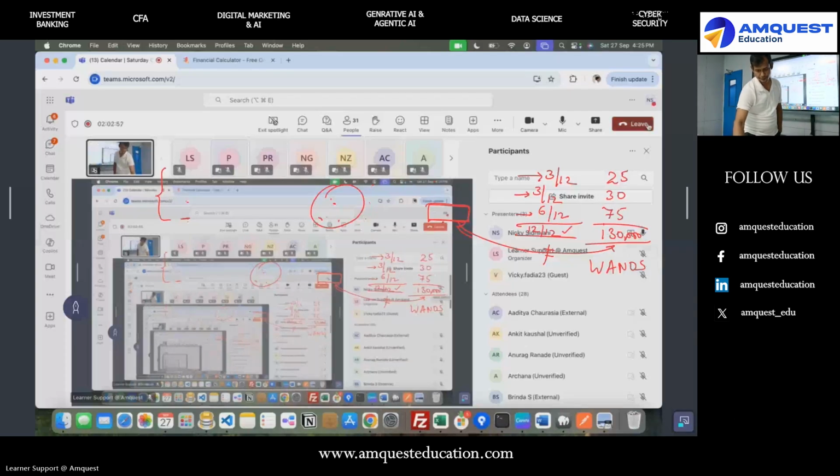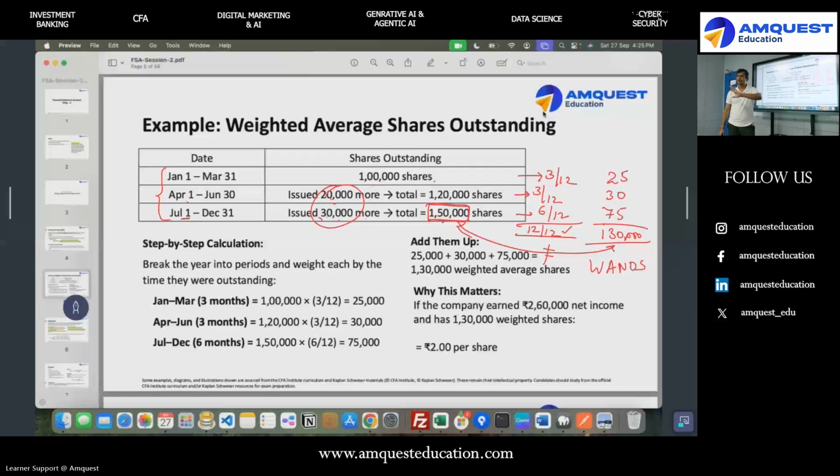Yeah. Are we clear? Sorted? So WANOS is important. The other is very simple. Once you have WANOS, you can simply take, see, the answer is 130. So the tough part is only computing WANOS. Clear? And in every sum they'll ask you to compute WANOS.